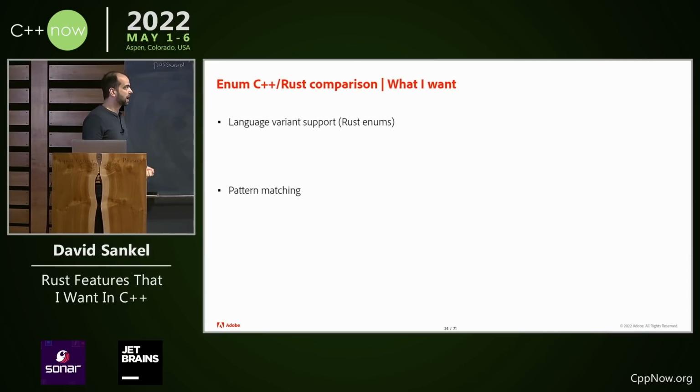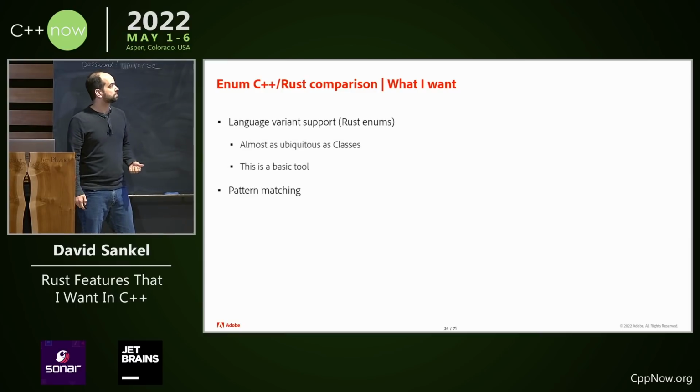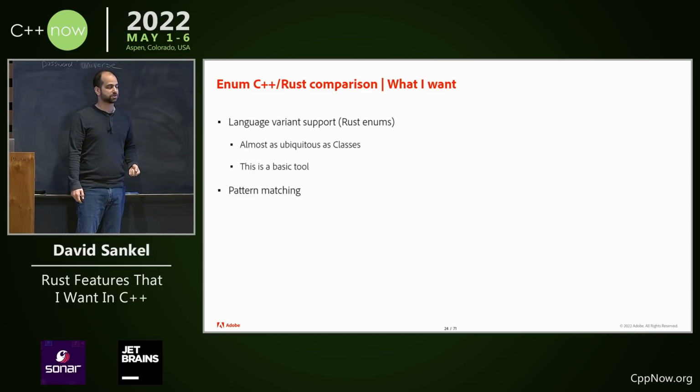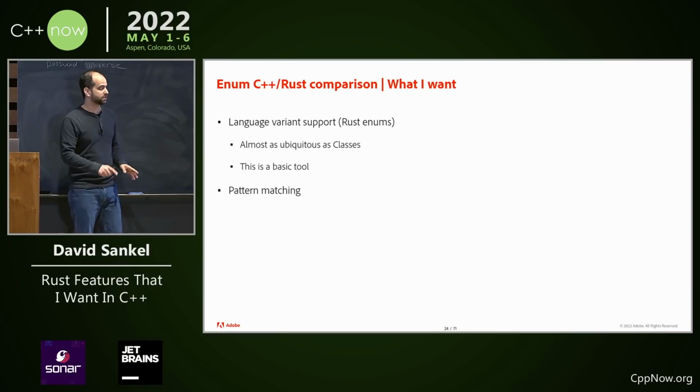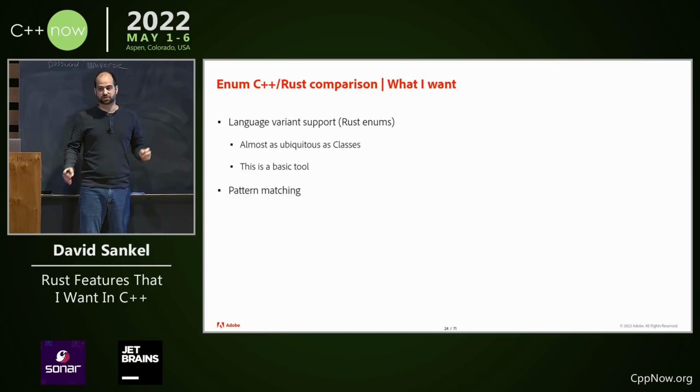So what do I want? I want language variant support. Okay, I want Rust enums. If you have access to these things, you'll realize really soon that these are almost as ubiquitous as classes. And you'll realize that this is a basic tool. This is something in your toolbox that you will reach for all the time.